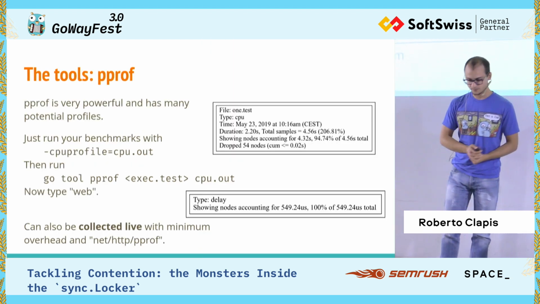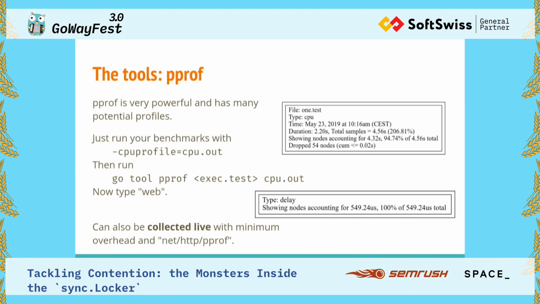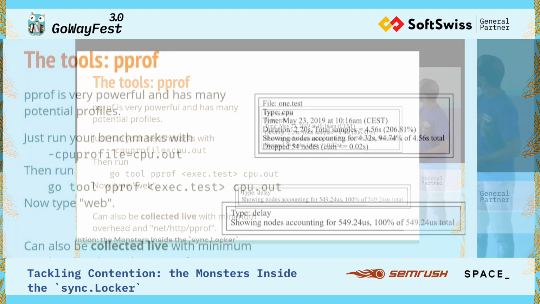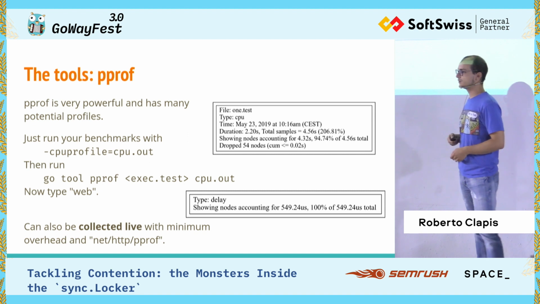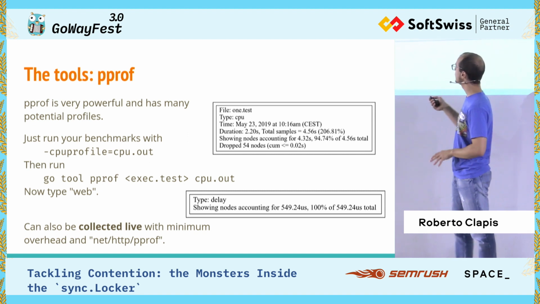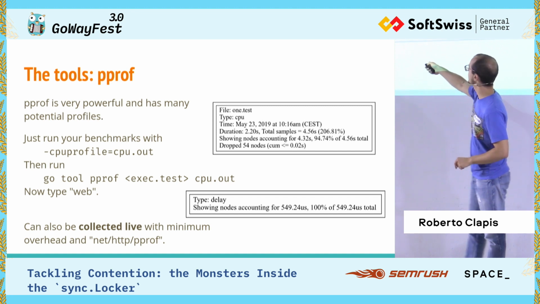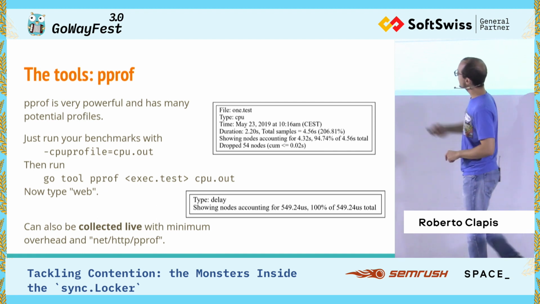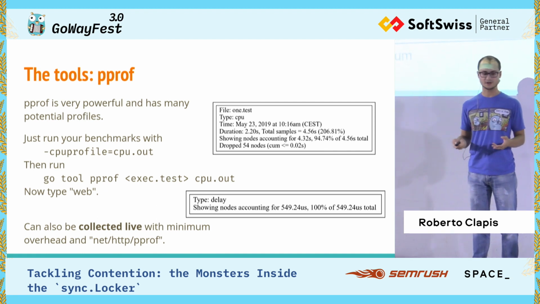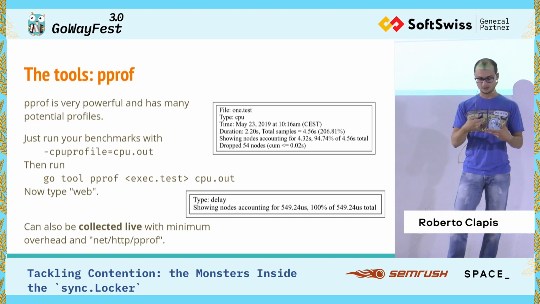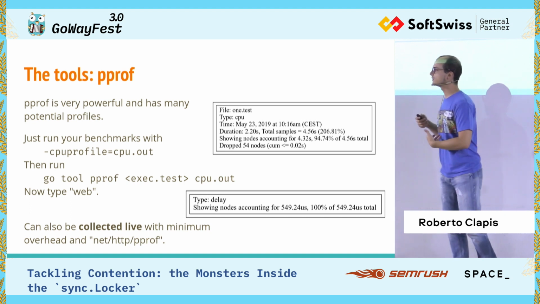pprof is a very, very insightful and useful tool. It's not just for the Go project, but Go has very good integration with it. pprof comes with the Go toolchain, so you can use it for everything you need. If you just run your benchmarks with this flag, it will spit out a file. With that file, you can go to pprof, and in the console you can type web, which fires up a graph that I'm going to explain in a second.